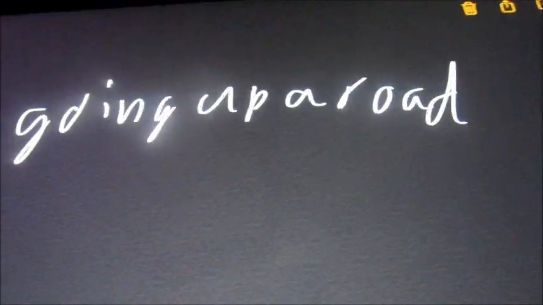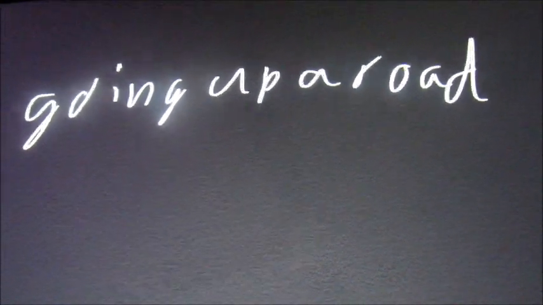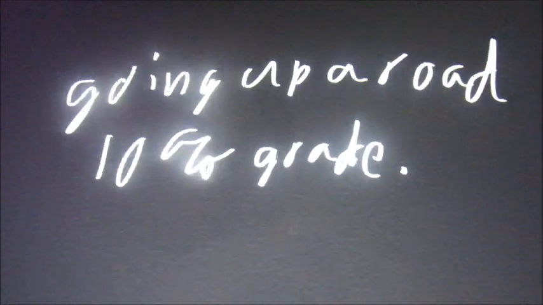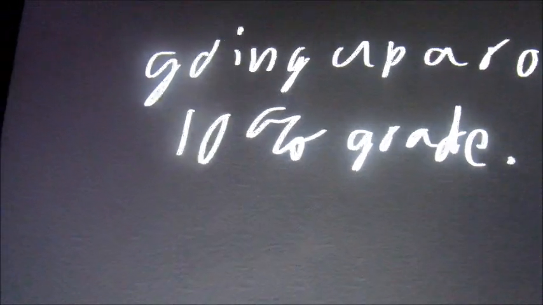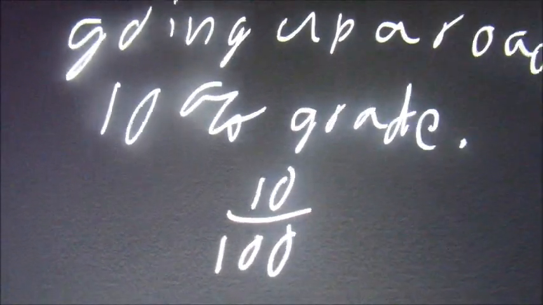Okay, so another kind of question that you may have is you're going up a road. Now some of you, it's going to say going down a road. If it's down, your answer is going to be negative because you're going down. And it's a 10% grade. And it's asking you how far you're going up or down for how far you're going horizontally. So remember what percentage is. It's just that number over 100. So 10 over 100. This is going to be your slope.